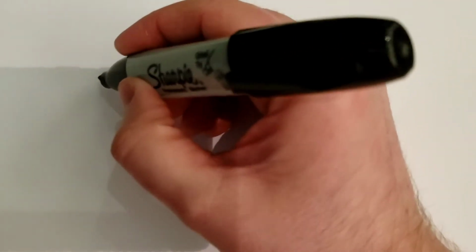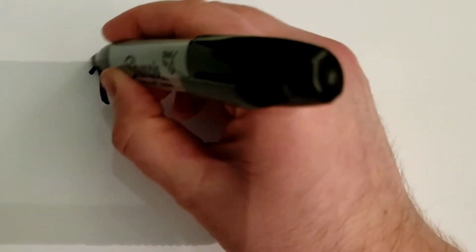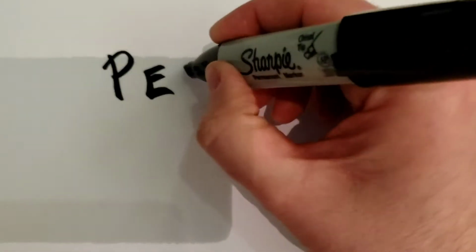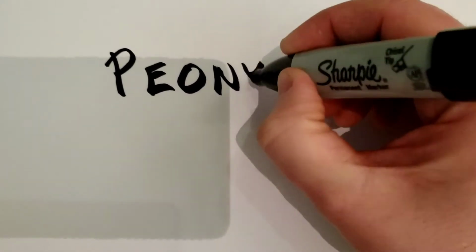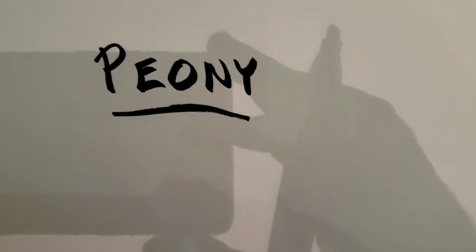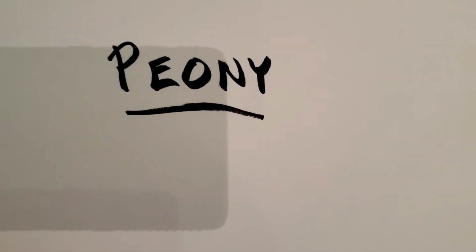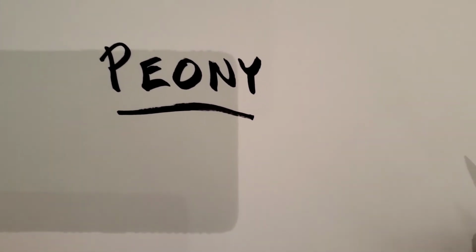Today, art students, we're going to be drawing a flower. This is going to be a very stylistic interpretation of a flower. The flower we're going to be working on today is called a peony. It's a really simple drawing, and it's pretty fun to do.